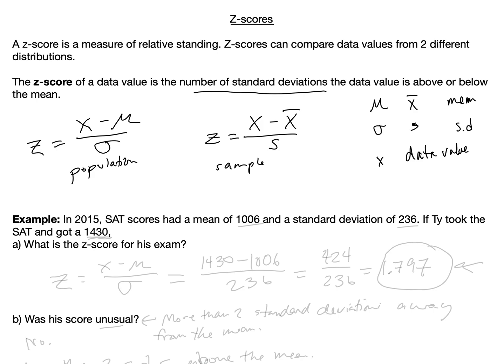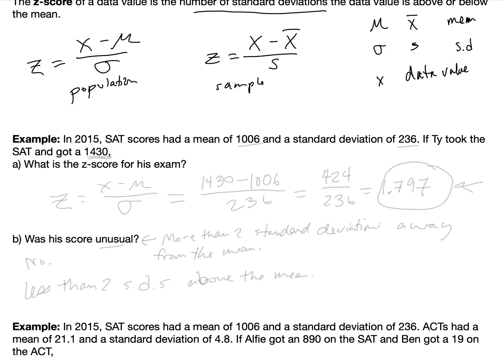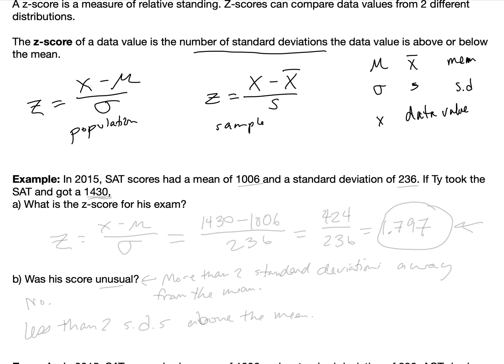So for example, in 2015, SAT scores had a mean of 1,006 and a standard deviation of 236. So if Ty took that SAT and got a 1430, what is the z-score for his exam? And was his exam score unusual? Was it unusually high or unusually low? So let's first just find the z-score.